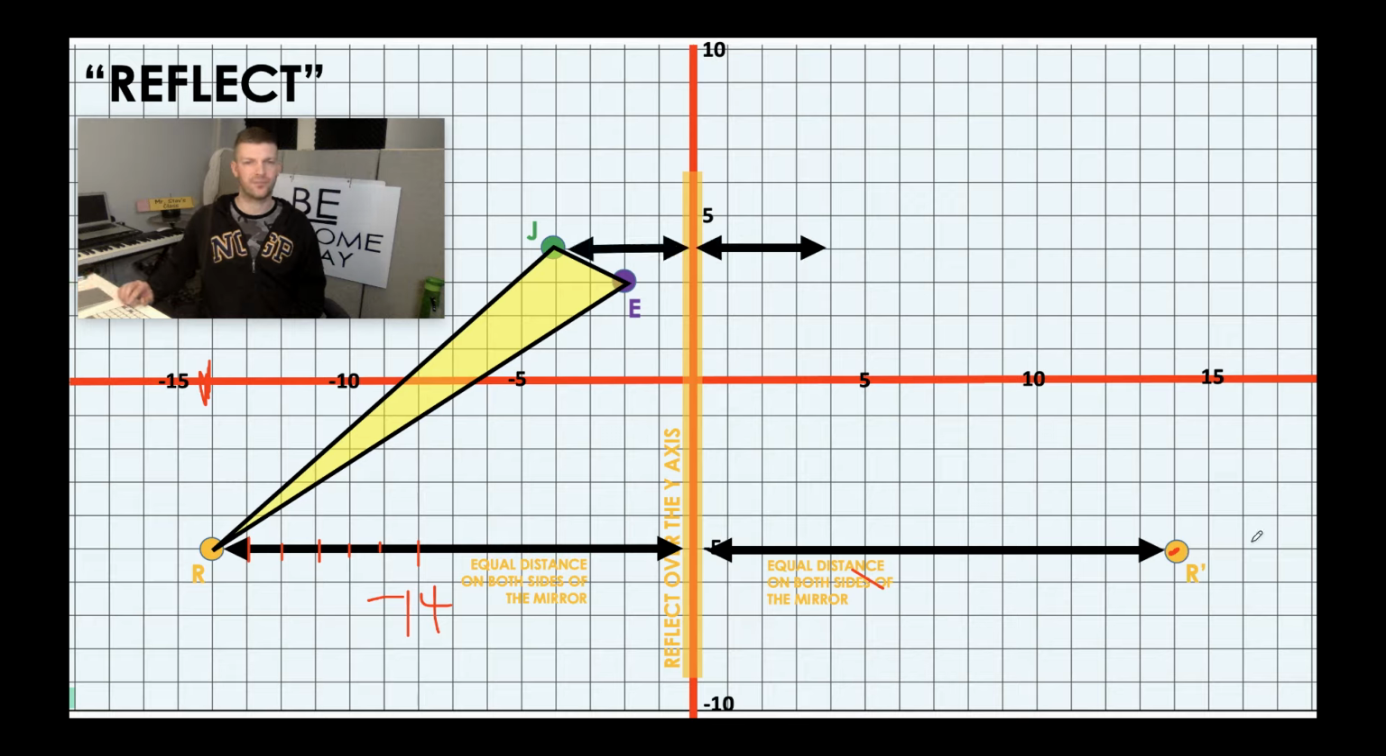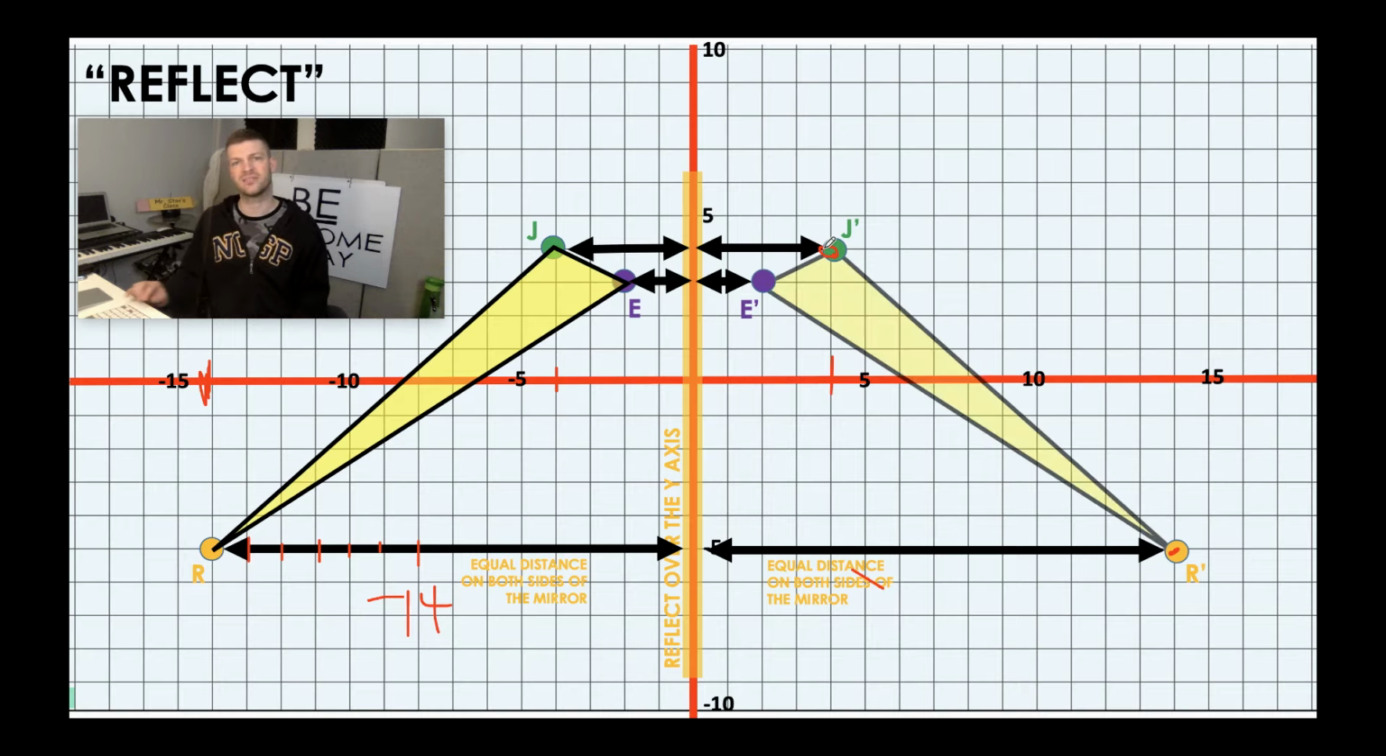Now these are a little bit easier because they're closer. But yeah, this J is just before the -5. So we know that's -4. So we can come here to +4 and shove it like it's hot. There's J prime. And then E prime, the same distance away from the reflection point, E prime. Once you've reflected all the points, you can go ahead and connect the dots.